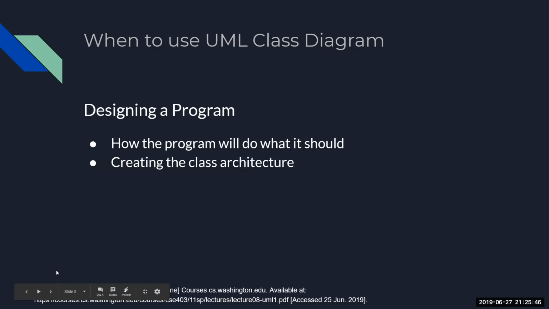UML class diagrams are most often used during the design process when the developers need to describe how the program will do what it does. These diagrams are very helpful in figuring out how the different classes will look. This can help the developers make sure that they are utilizing good modularization and make sure that they don't have a class or method that does too many different things or has too many different variables.